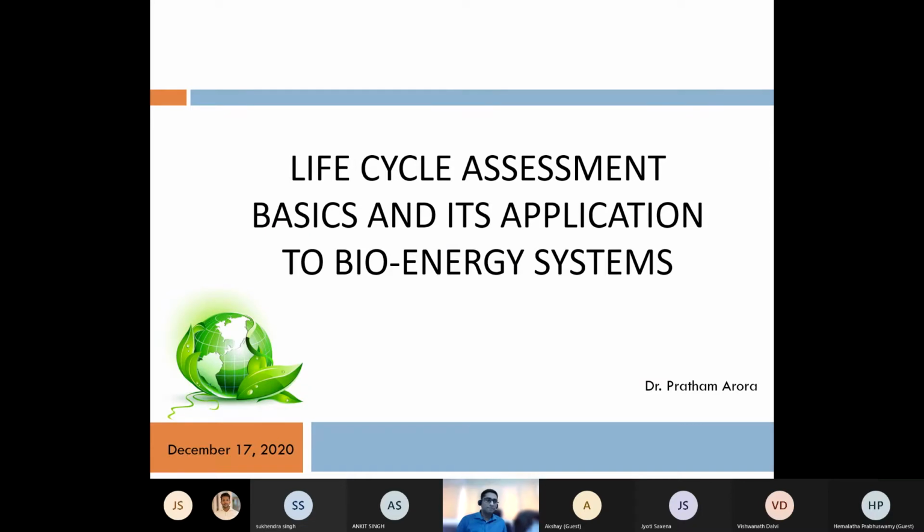Now, life cycle assessment has been gaining a lot of popularity in the recent past, maybe the last 10 years, and lots of people have been talking about it, what it is. Also, it has a lot of accusations as well, like how can we believe the results? Can we believe the results or not?